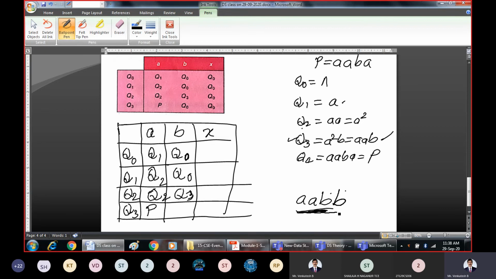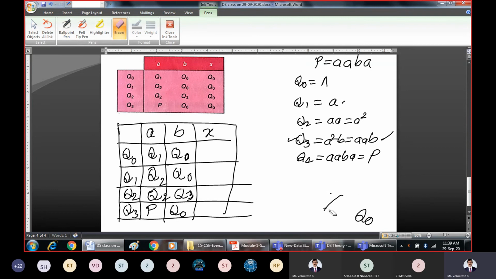That means everything is getting spoiled. We have searched 3 characters, but the 4th character is failing. So when the 4th character is failing, we will ignore everything and again go back to search from the beginning. That is, you have to go back again to Q naught. So I will again go back to Q naught. That is how the second column is filled.